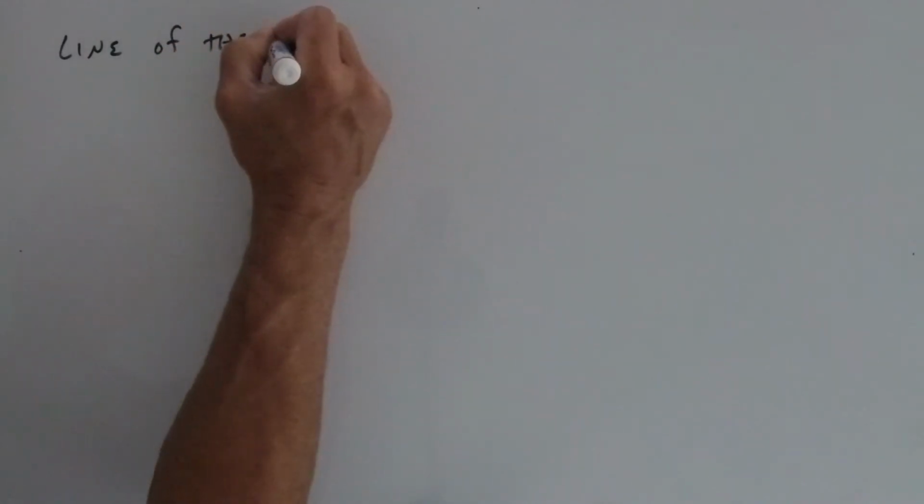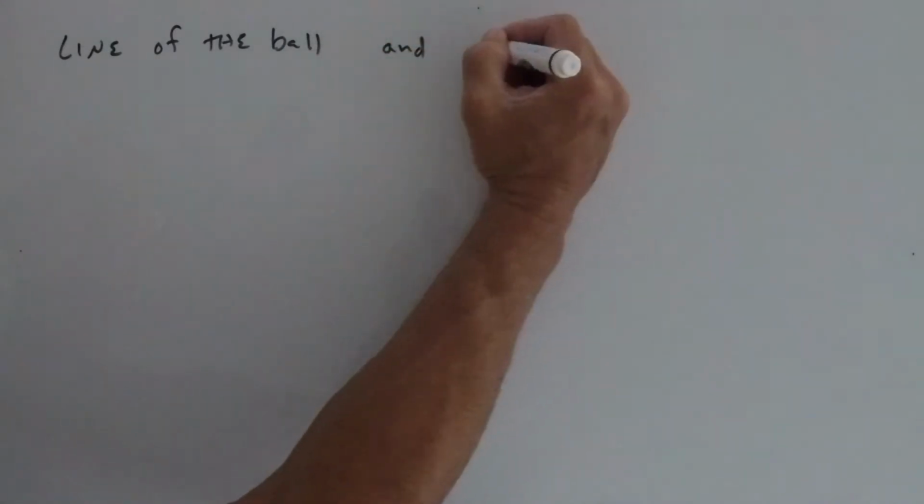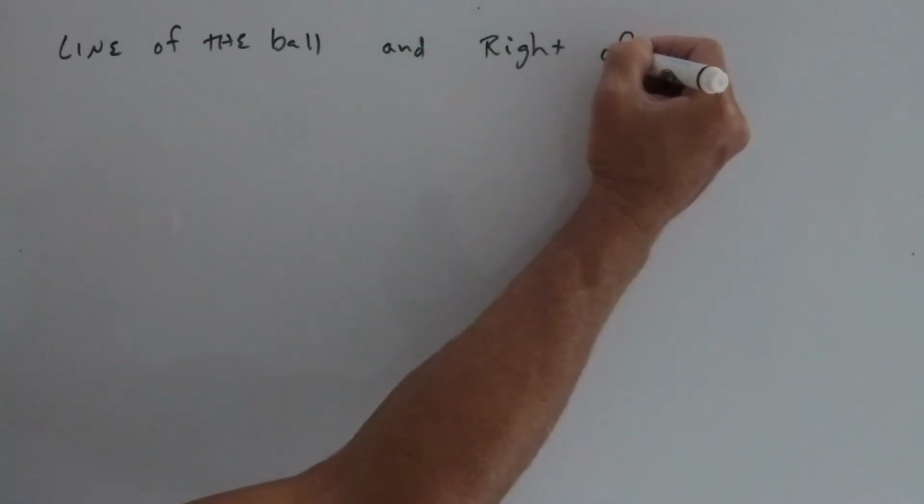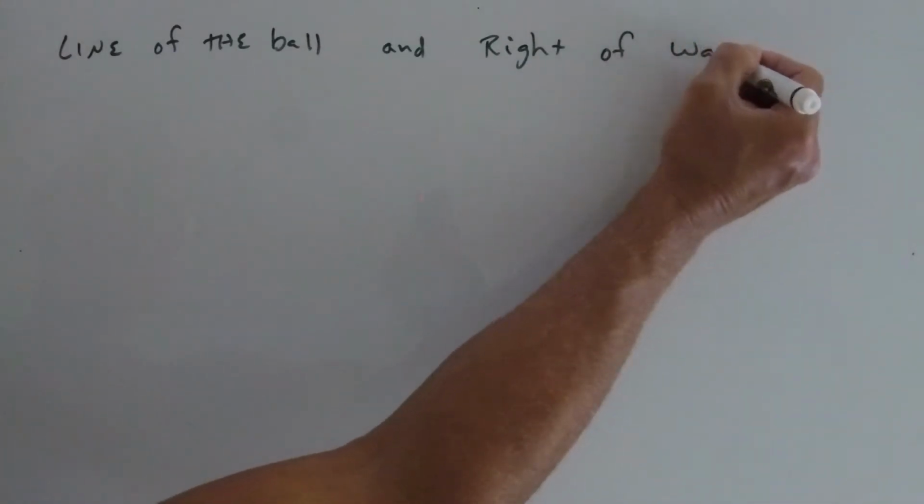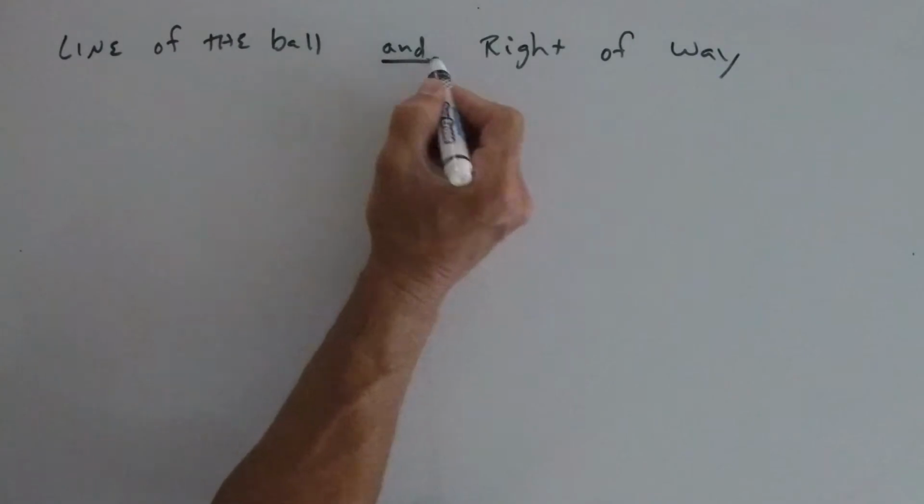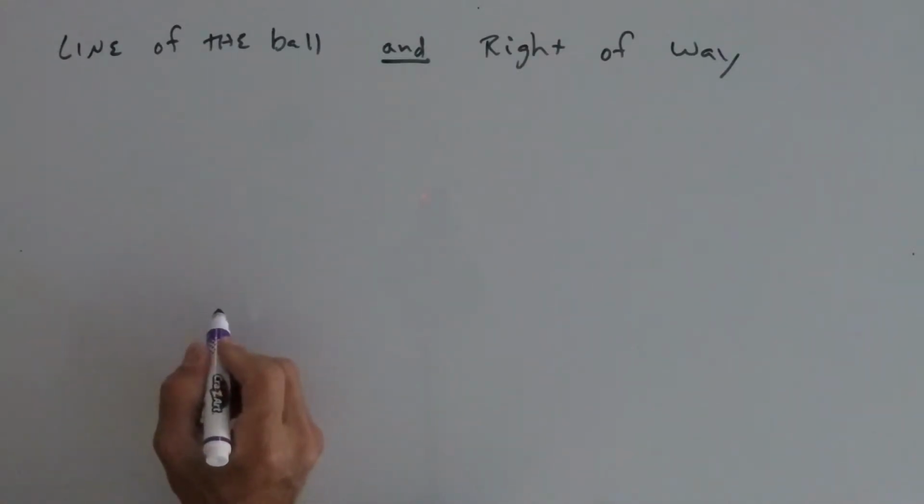First, the line of the ball. It is exactly what it sounds like. When a player hits the ball on his or her right side or offside, the path that the ball takes and the projected path that the ball is going to take forms what we call the line of the ball.